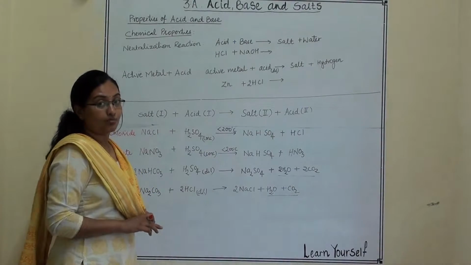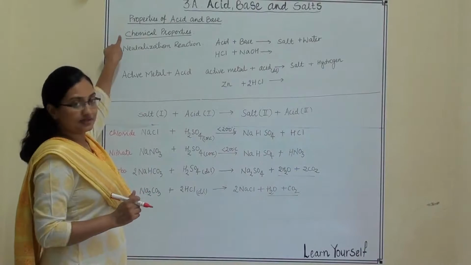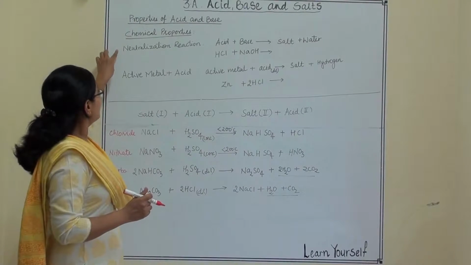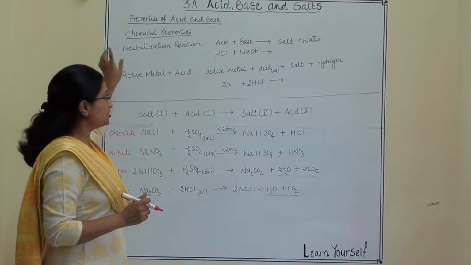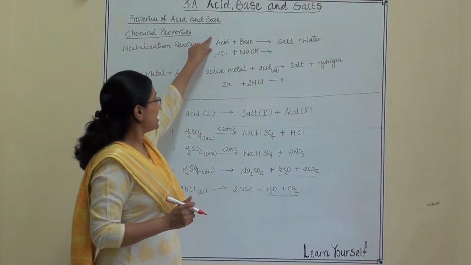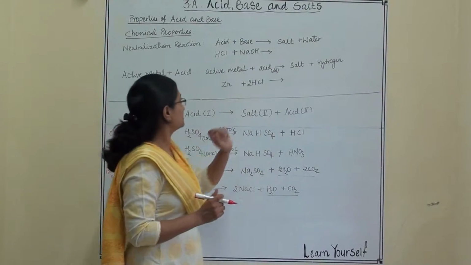Let us see properties of acid and base. We'll start from chemical properties. So the first reaction we will see is the neutralization reaction. What is a neutralization reaction? When acid reacts with base, it gives us salt and water.